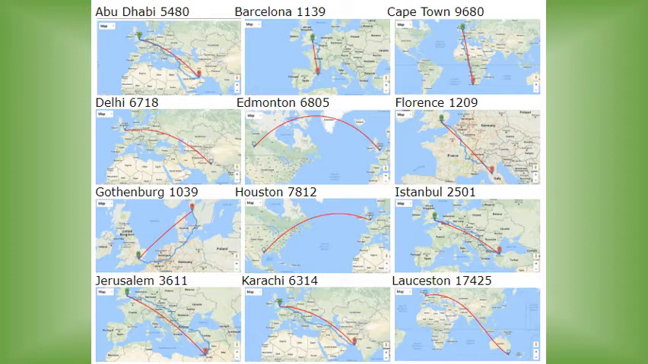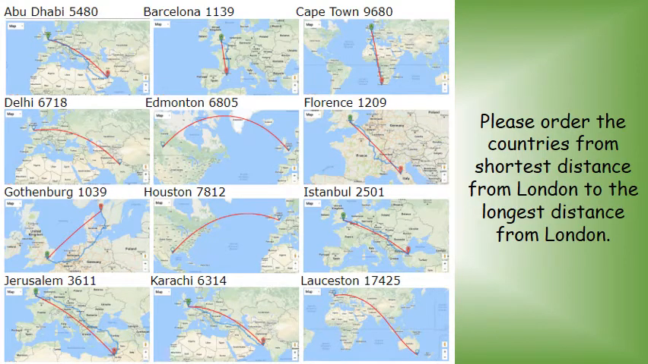So hopefully you can see now what Miss Dunn means by we're working with some large numbers. We're going over the 10,000 mark, so it is going to be quite challenging for some of you, but I know that you can do it. The first thing I'd like you to do for me is to place the countries in order of shortest distance from London all the way up to the longest distance from London.